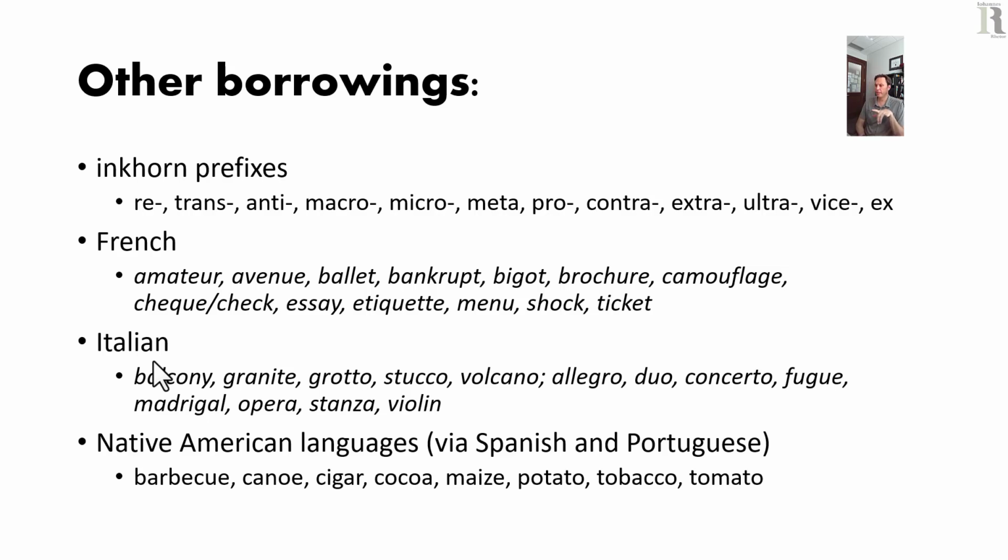So from, I think, the Carib language, we get the words barbecue, canoe, cigar, and tobacco, which leads me to believe that the Carib natives of Hispaniola had the highest standard of living. You're just smoking at a barbecue and just going canoeing. Just sounds nice. We had to ruin it all. Anyway, barbecue, canoe, cigar, cocoa, maize, potato, tobacco, tomato, all from Native American languages via Spanish and Portuguese.